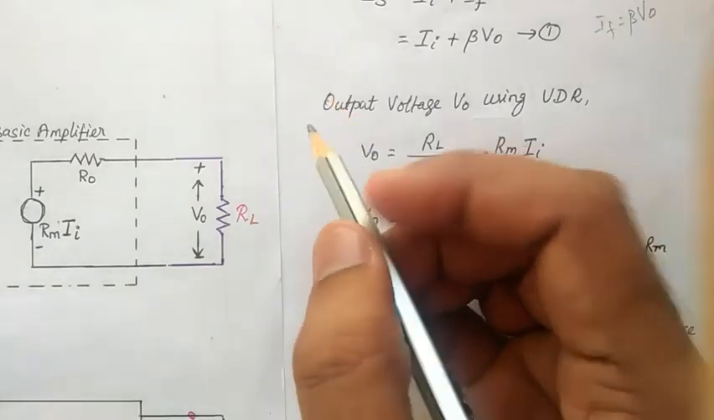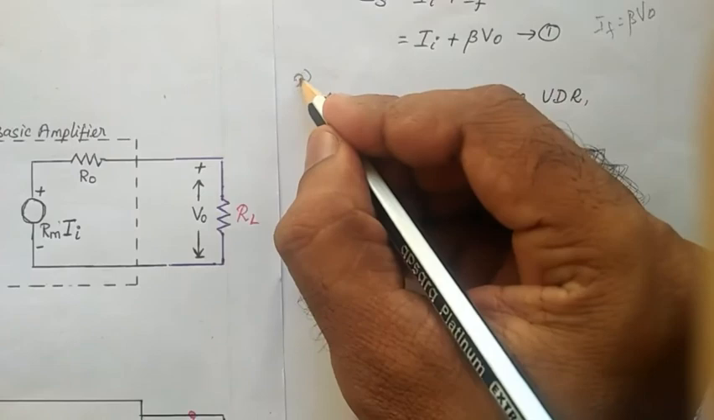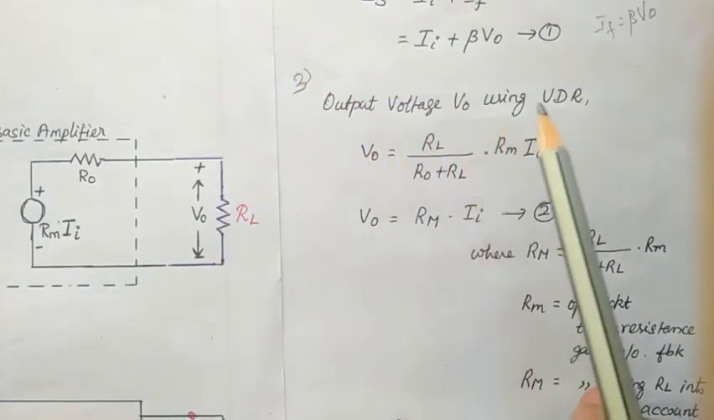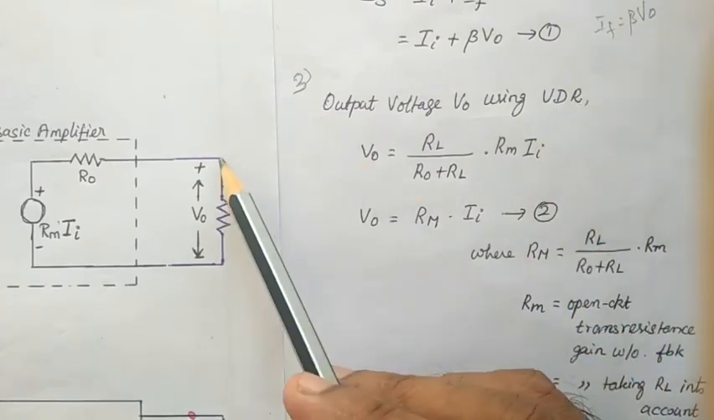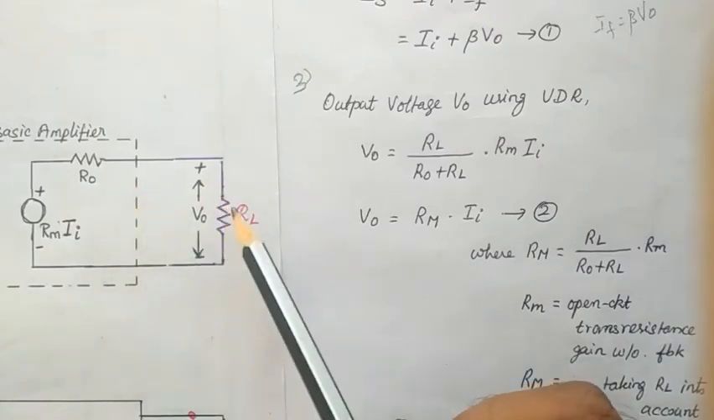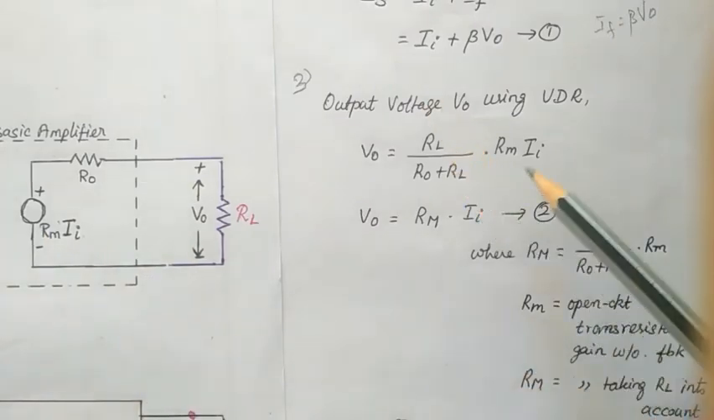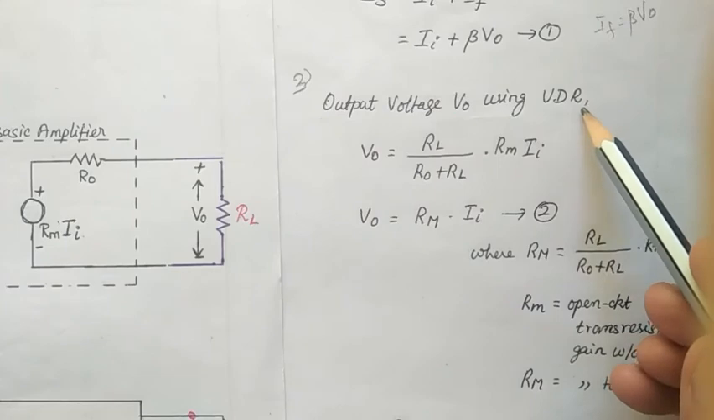Next, we have to perform step 2. So this is step 3. Step 3 is nothing but finding the output voltage V0. Here we use the voltage divider rule. The voltage divider rule is applied at this point. Hence we get V0 is equal to RL by R0 plus RL into the source, which is RM II. So this is the expression obtained using the voltage divider rule.